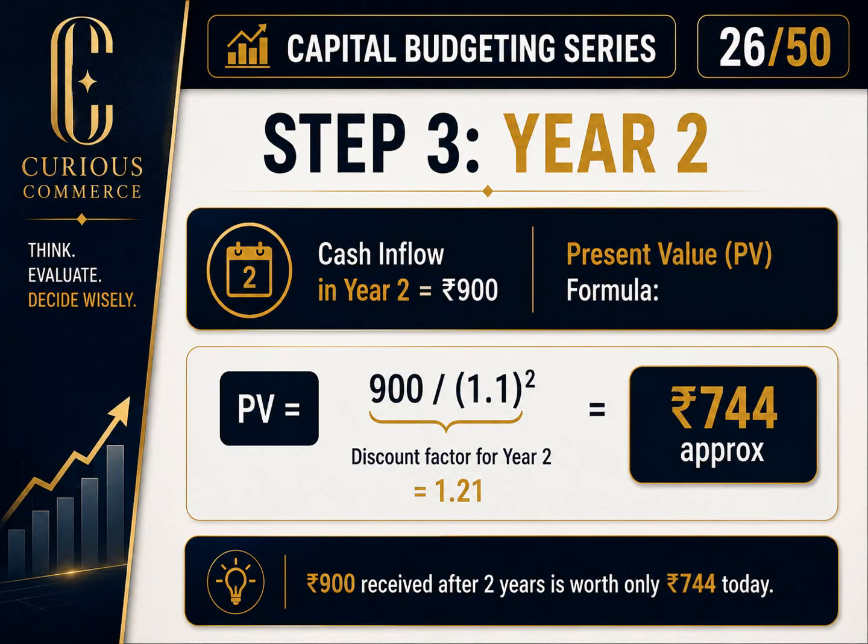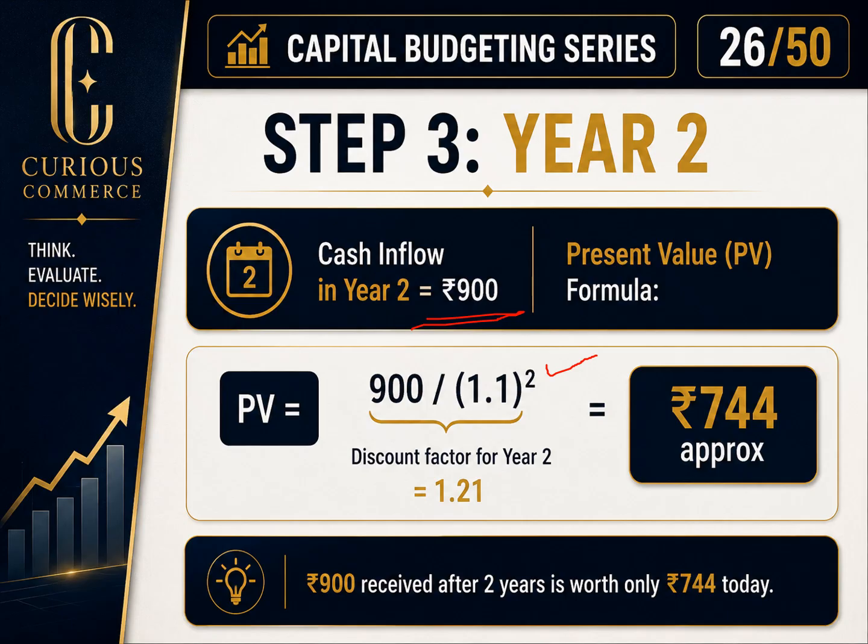Cash flow is 900 rupees for the second year. So, notice carefully, now the power becomes 2. It means that it is for the second year. That's why the power will be 2. Many students make mistakes here. The formula is 900 divided by 1.1 whole to the power of 2. The answer is approximately 744 rupees.